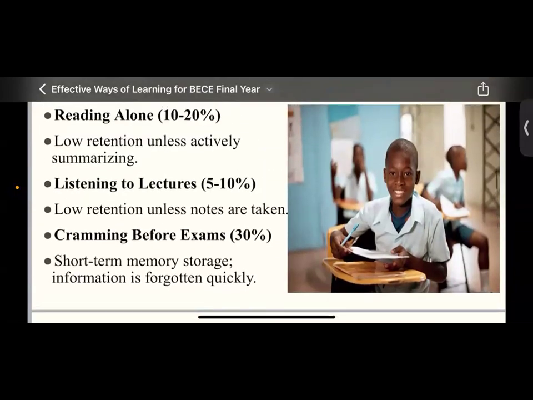Cramming before exam, that's what most of our students do. We wait, we procrastinate. Oh, after all, the mock is not anywhere close. I still have about 3 hours.